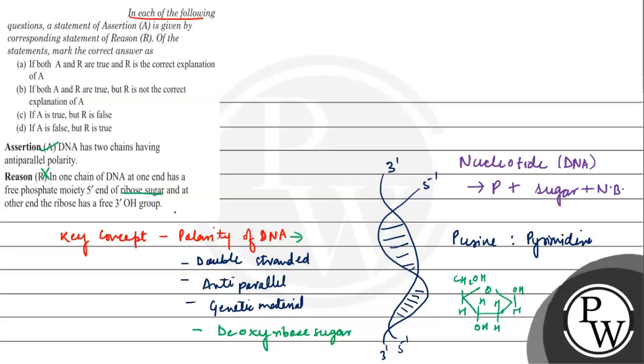So we can say कि A is true but R is false. इसका मतलब कि option C हमारा final answer है.